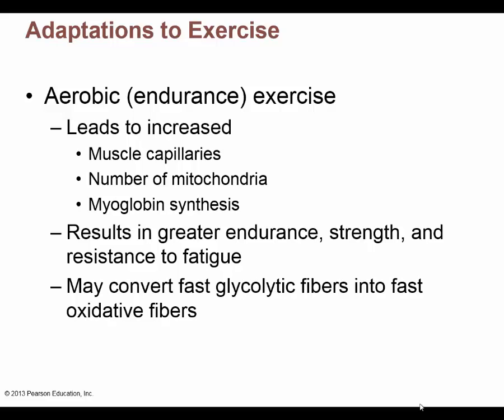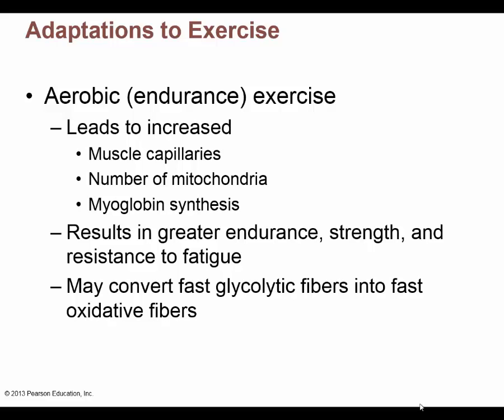Now, some adaptations if you exercise. If you do lots of aerobic exercise, lots of running, lots of biking, whatever, you're going to have more muscle capillaries. Why do you want more of those? More oxygen from the blood. You're going to have more mitochondria. Why do you want those? More ATP. And you're going to have more myoglobin. What does myoglobin do? Yeah, it makes it red, and it binds to oxygen in the muscles.